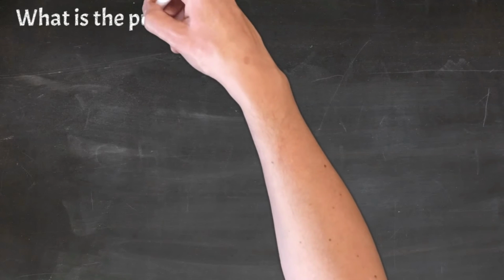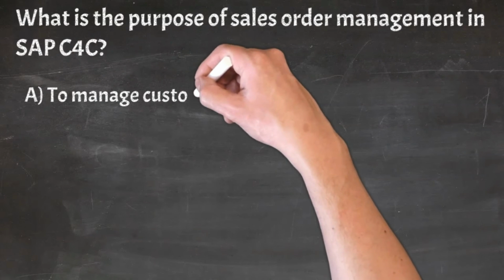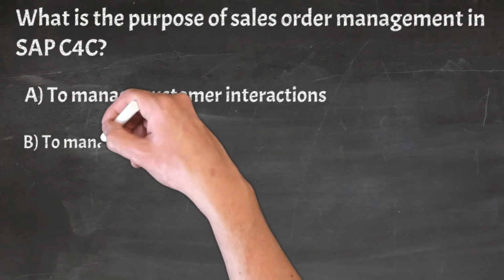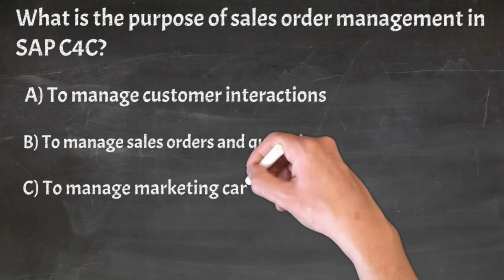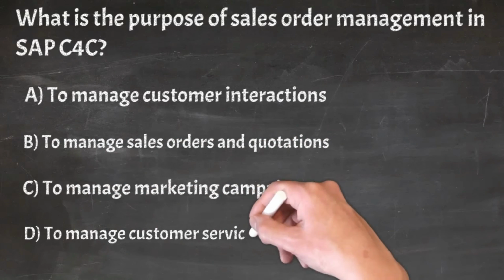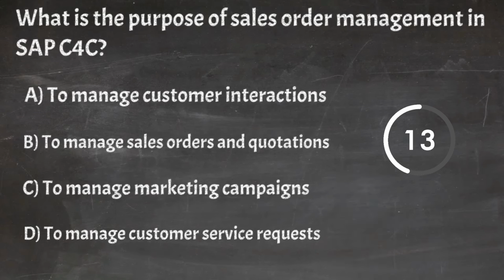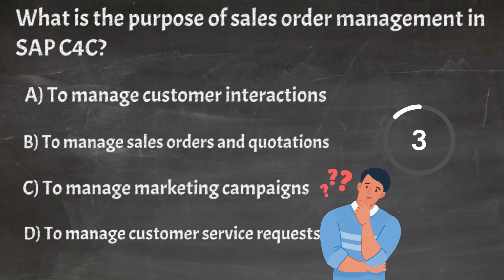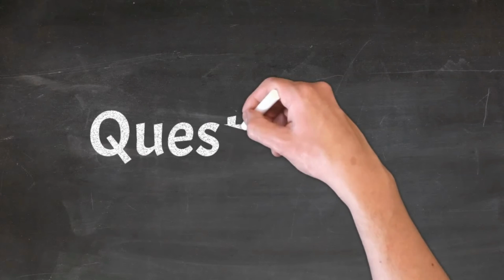Question 27. What is the purpose of sales order management in SAP C4C? A. To manage customer interactions. B. To manage sales orders and quotations. C. To manage marketing campaigns. D. To manage customer service requests. Correct answer B.